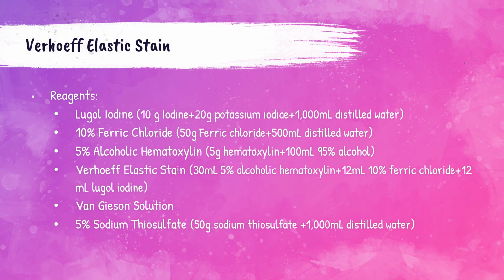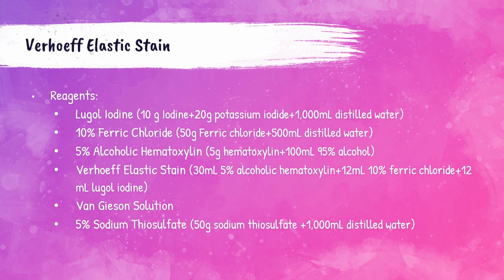The following reagents are needed for the Verhoeff elastic stain. You'll need Lugol iodine, which is prepared by combining 10 grams of iodine with 20 grams of potassium iodide, followed by 1,000 milliliters of distilled water. 10% ferric chloride, which is prepared by combining 50 grams of ferric chloride with 500 milliliters of distilled water. 5% alcoholic hematoxylin, which is the combination of 5 grams hematoxylin with 100 milliliters of 95% alcohol.